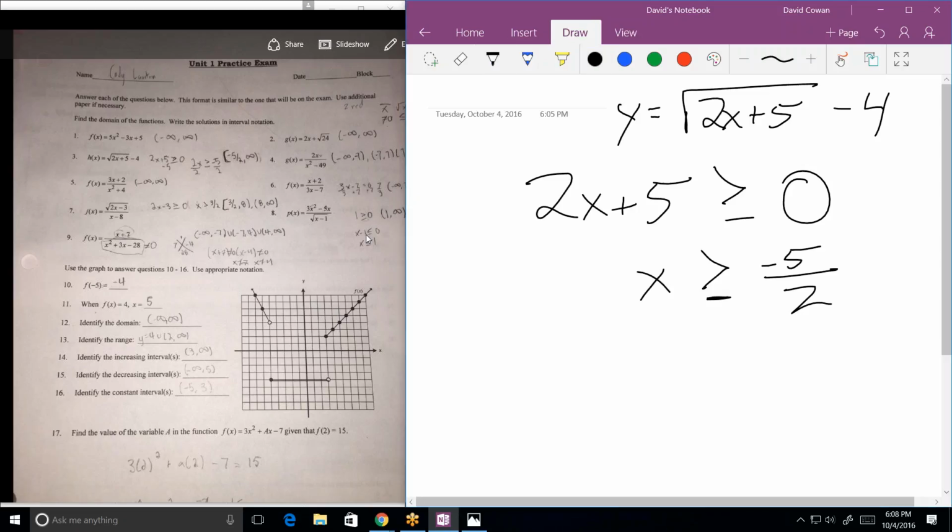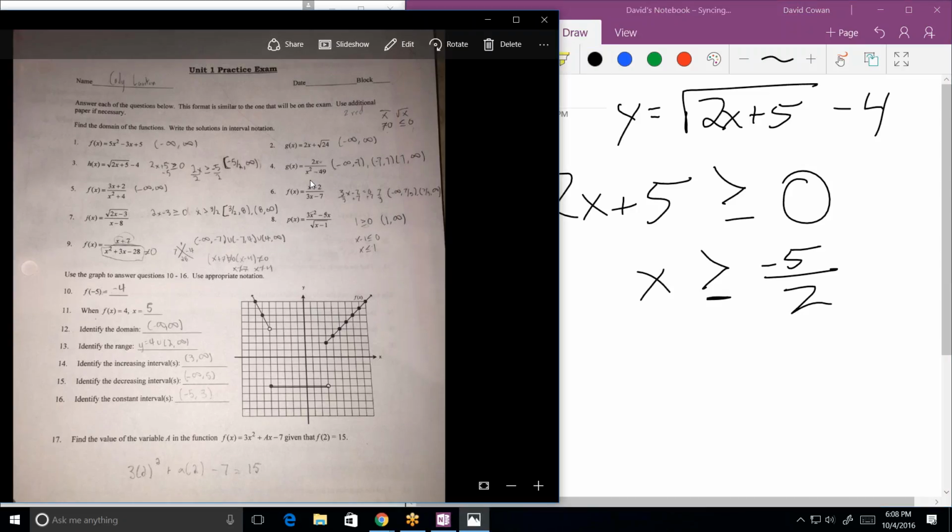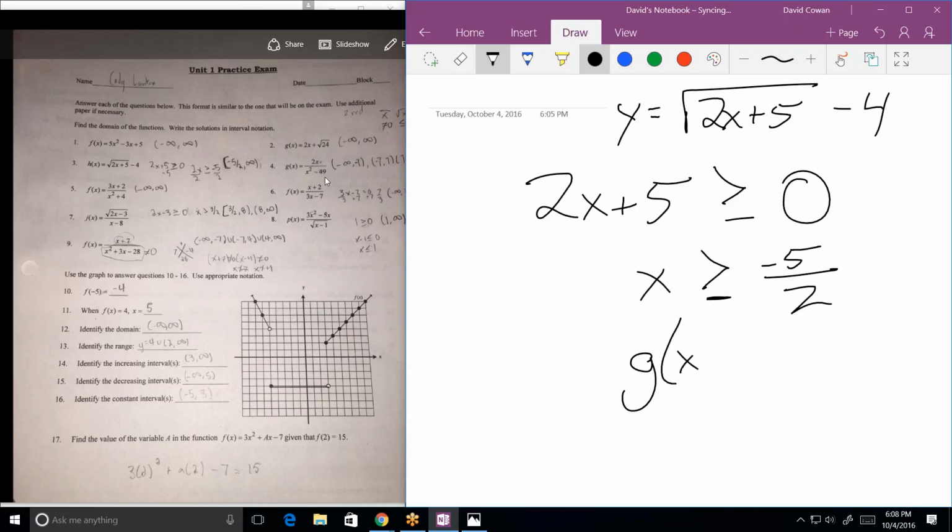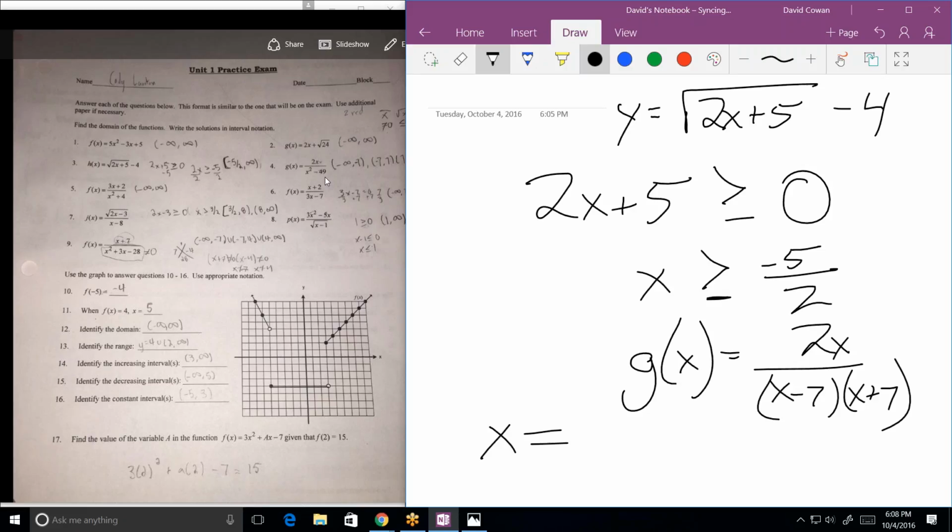Okay. Number 4, the very first thing you want to do with 4 is factor the bottom, because that tells you what X can and cannot be equal to. In other words, once we factor the bottom, the function looks like this: G of X equals 2X over X minus 7 times X plus 7. And that tells you that the domain comes down to this: there's no way X can be equal to 7, and there's no way X can be equal to minus 7. Both of them would cause division by 0.